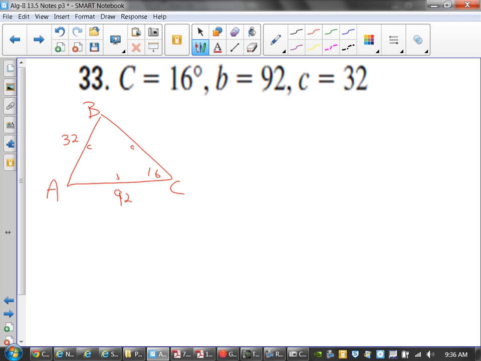So my given angle is acute, so I'm going to check and see, is the side next to it times the sine of 16, the sine of A, greater than the other side? I'm checking to see if this stuff works. Let's do it real fast. It is not greater than 32, so I know that this one's okay.